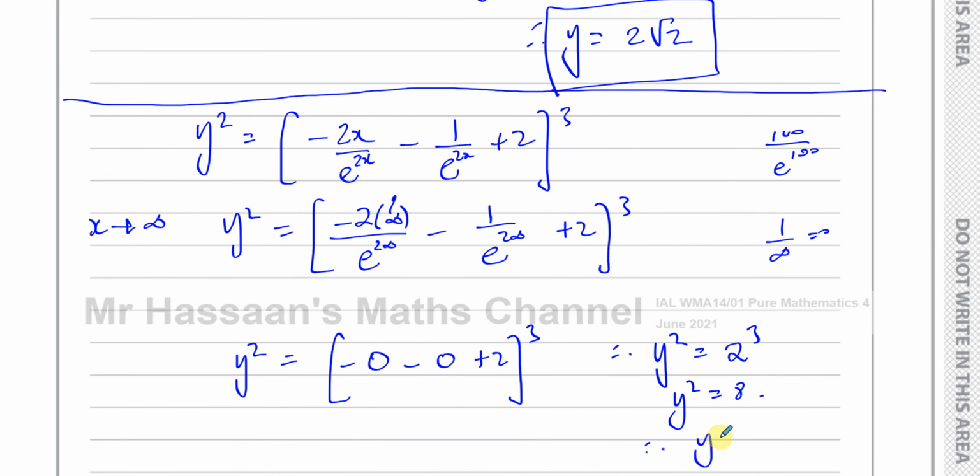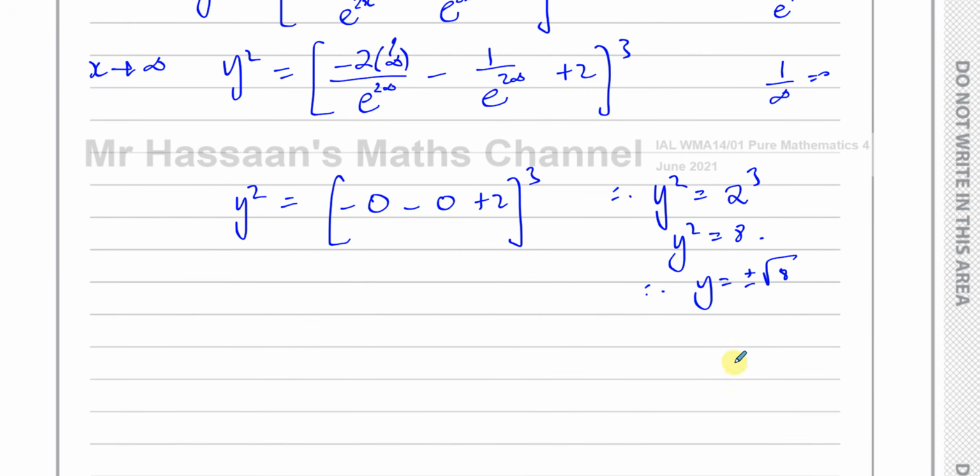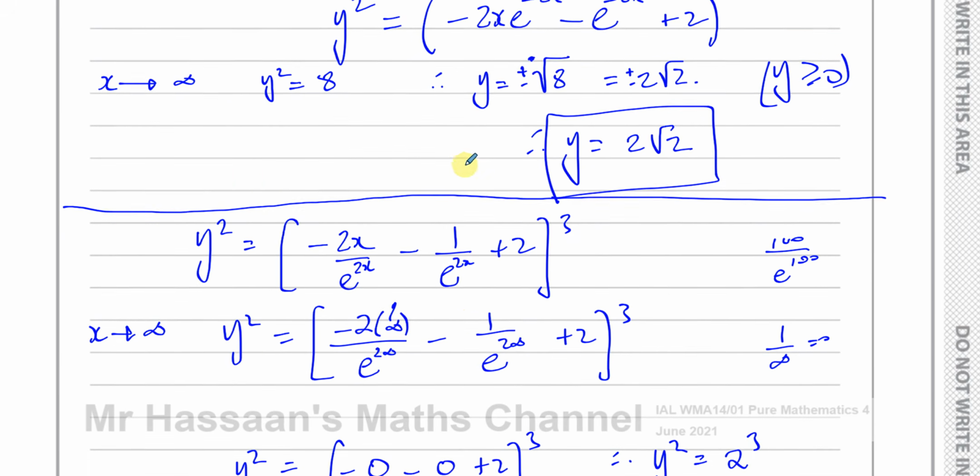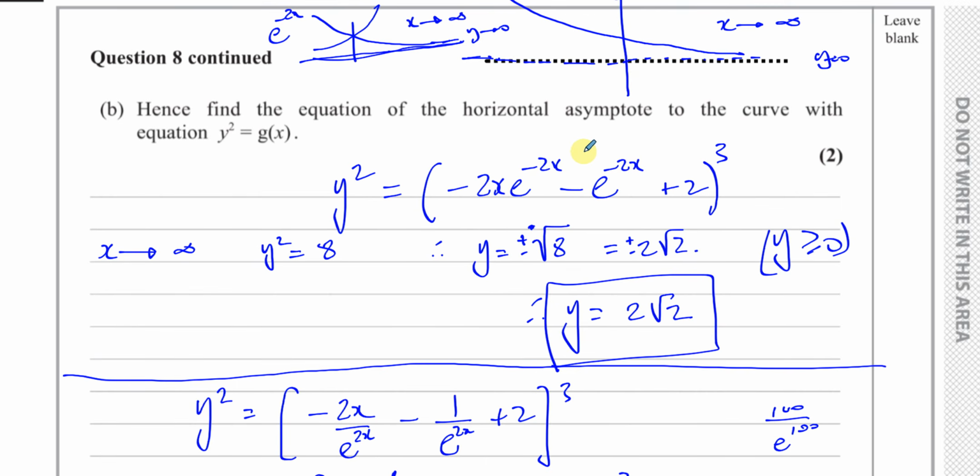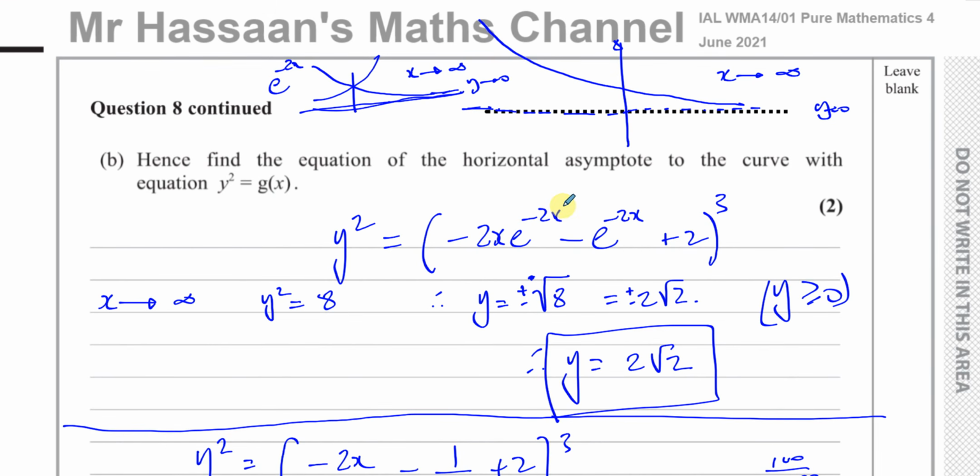Therefore, y is equal to plus or minus the square root of 8, as we found before, and then we get the answers as we mentioned. We only take the positive one, y equals 2 root 2. That is the horizontal asymptote. So that's algebraically coming to the answer, by thinking a little bit and choosing a value of x that's really large to substitute in, and it will give you the value for the asymptote. So there's the answer to 8A and part B.